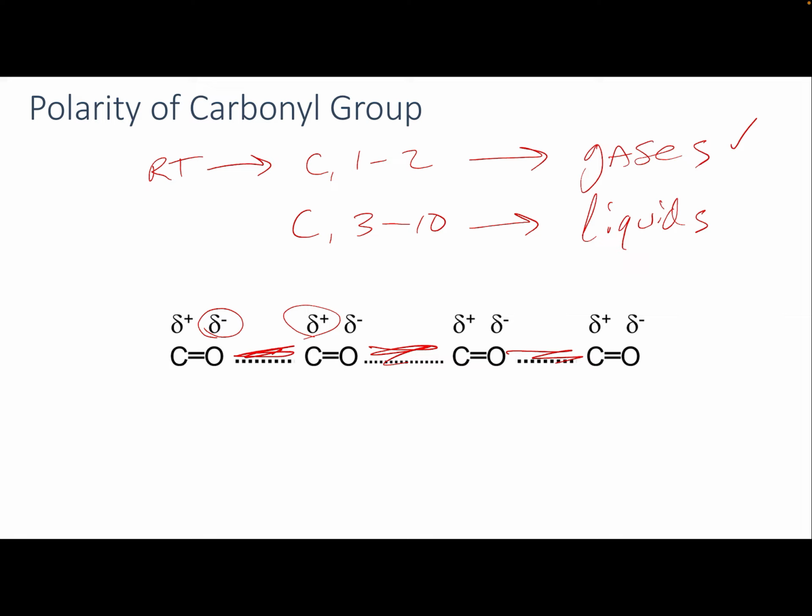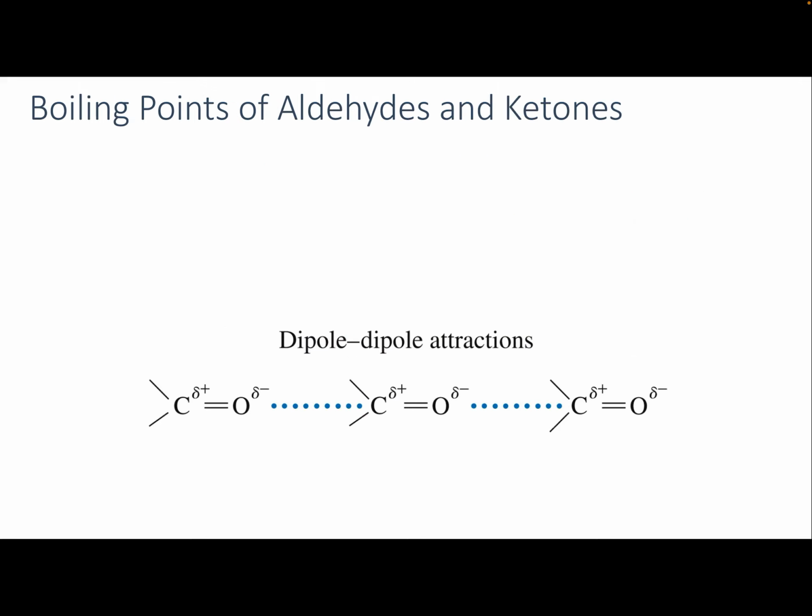Gases have more energy and more motion. They can fly around without being stuck to each other. Liquids don't have that same sort of motion. They can move past each other, but they ultimately can't break free of each other, and that's due to these bonds. So when we start to compare aldehydes and ketones, we see that they both have these polar groups.